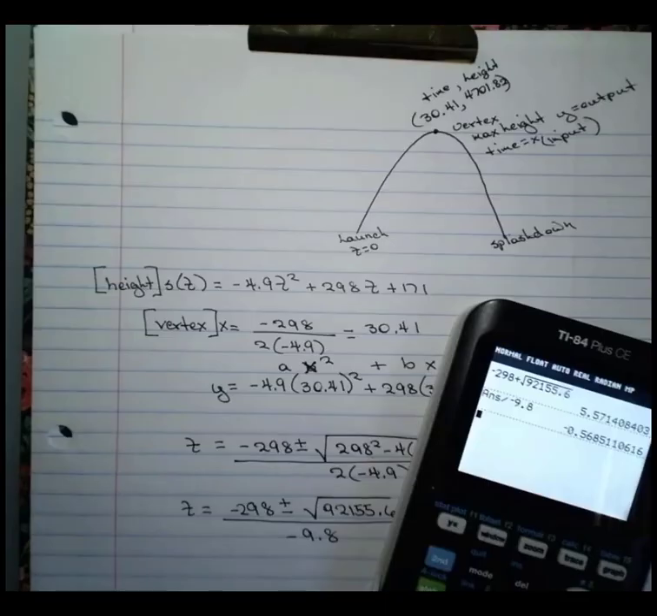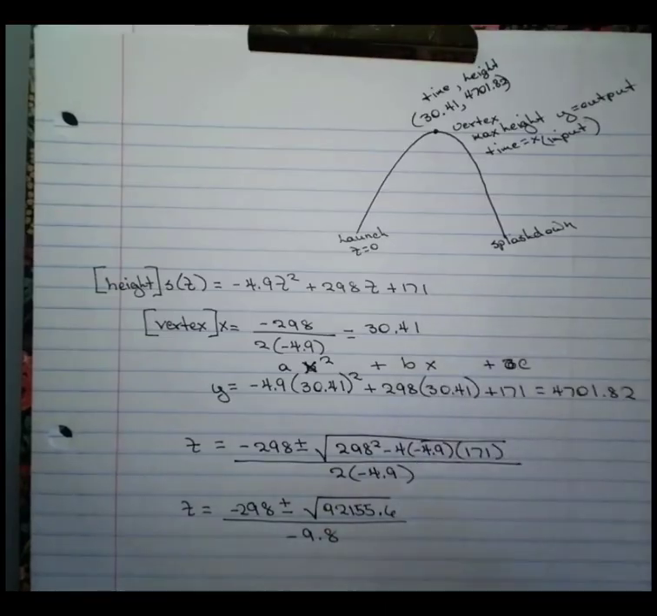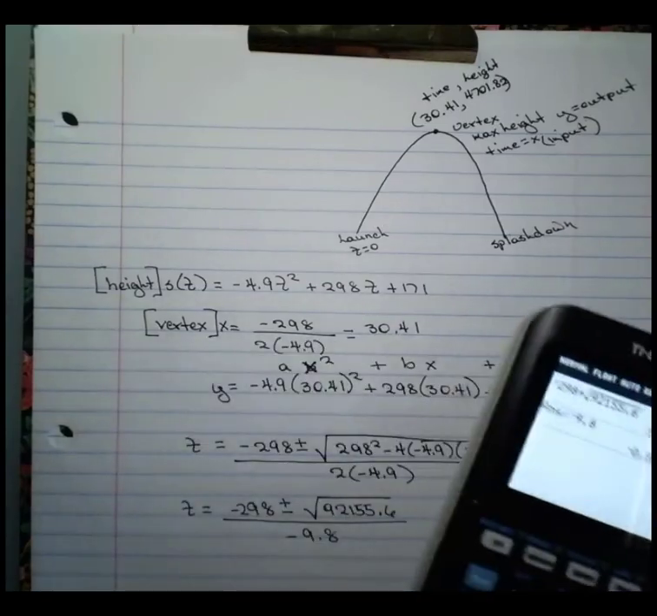which gave me a negative 0.57 if I round it to 2 decimal places. So I'm looking at one of my answers as being a negative 0.57, and I know that this is time, so I'm thinking, well, that one's not going to work. So I can sort of dismiss that one. Let's see what the other one comes out to be.